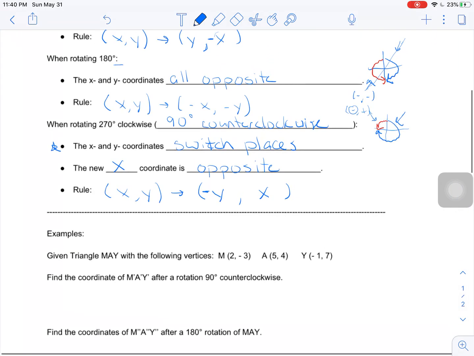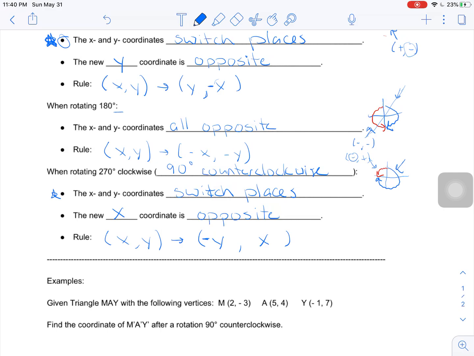Now, the nice thing about rotation rules is if you can get your rotation rules managed for your basic 90-degree and 180-degree rotations. So remember, 270 degrees is really a 90-degree rotation if you go the opposite way.